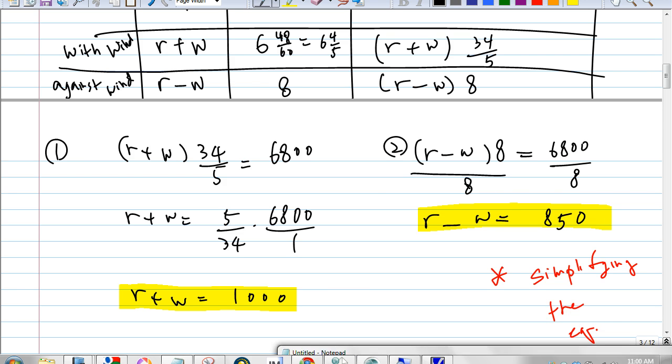And notice how nice this equation becomes. When I divide the second equation by 8, I get r minus w equals 850. And when I multiply both sides by the reciprocal of the fraction 34 over 5, I get simply r plus w equals 1,000. Isn't that nice? So do you think you should always try to simplify the equation before you do any of the methods to solve? Yes, that's a good thing to do. Otherwise, it's going to be really difficult to solve these. Isn't that right? Does this make sense? Yeah.